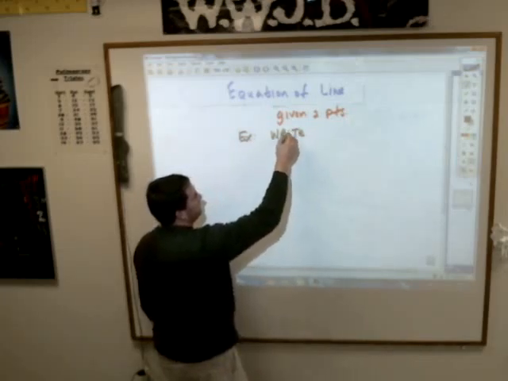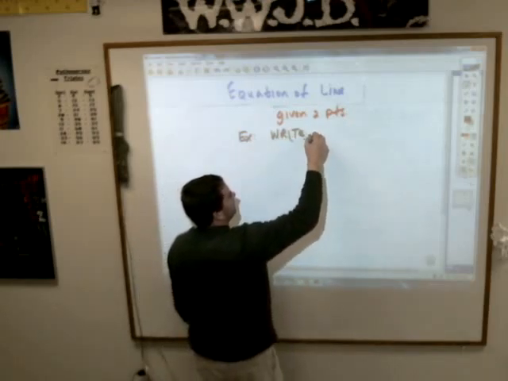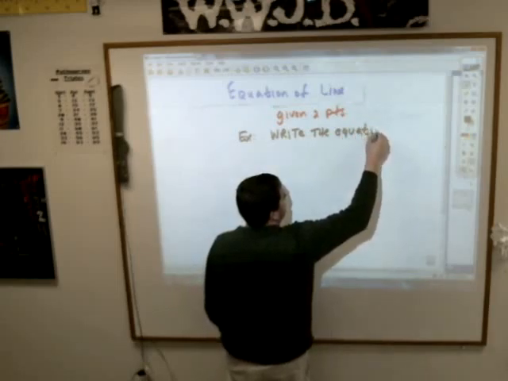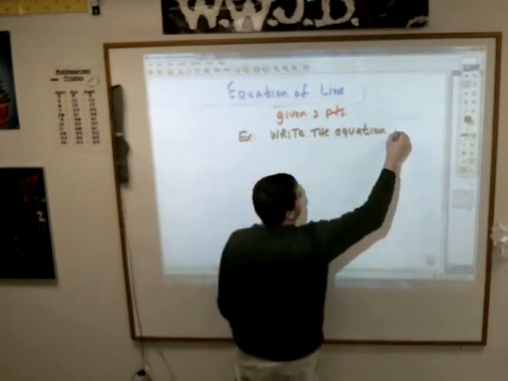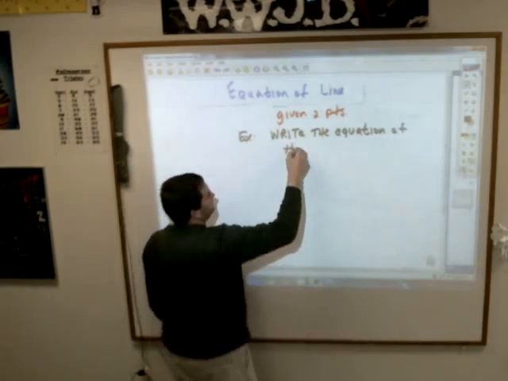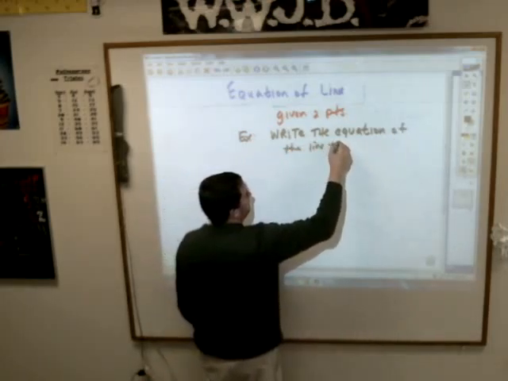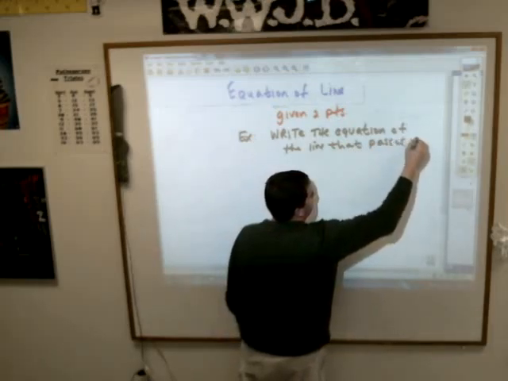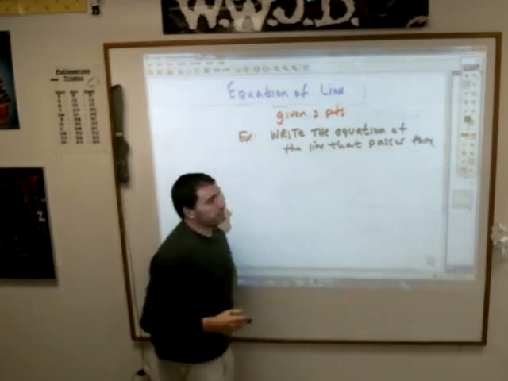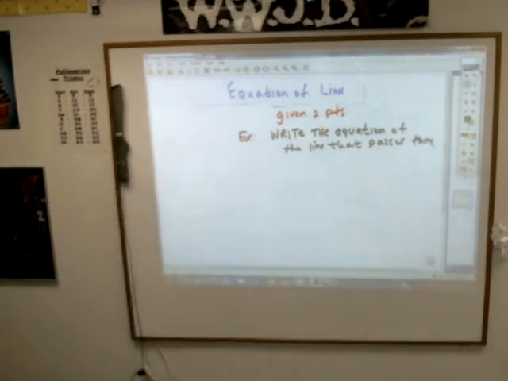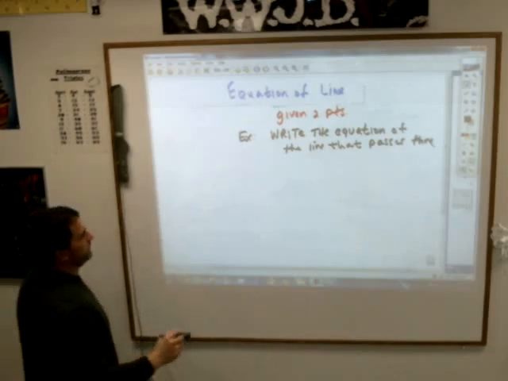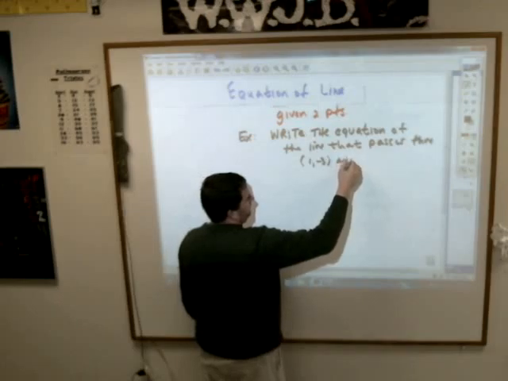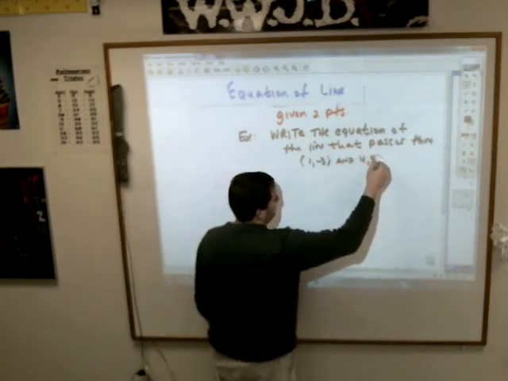The reason it doesn't write through here is partially because it needs points. What is that point? Points of the line that passes through. Let me find 2 points here. How about (1, -3) and (4, 5)?